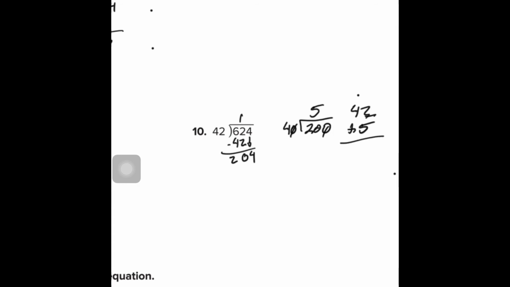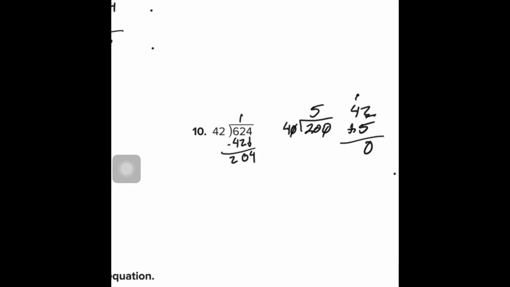Next one, number 10. All right, 42 will not go into 6, but 42 will go into 62 at least one time. 1 times 42 is 42. 2 minus 2 is 0. 6 minus 4 is 2. Bring down the 4. Okay, 42 going into this. I can estimate it in my head, about 40 into 200. Cross off the zeros. 4 will go into 20 about 5 times. So I'm going to do a guess and check of 42 times 5.